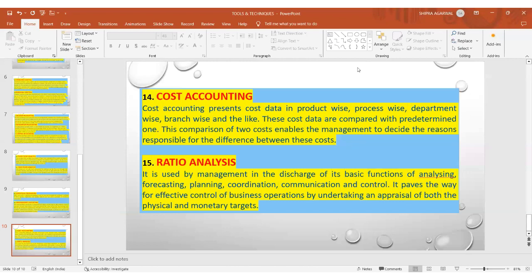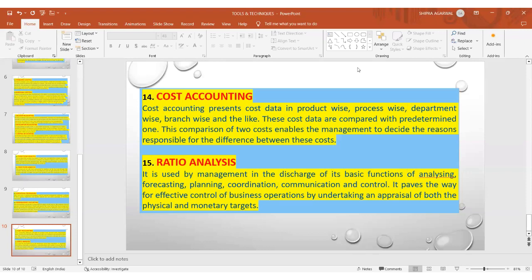And the last statistical tool and technique of management accounting is your ratio analysis, which is a very, very important technique, and which is actually done by every organization. Because whenever we are talking about ratio analysis, we are trying to establish a mathematical relationship between given two variables. Those two variables could be either from your balance sheet or from your P&L account, or maybe one from the balance sheet and one from the P&L account, right?